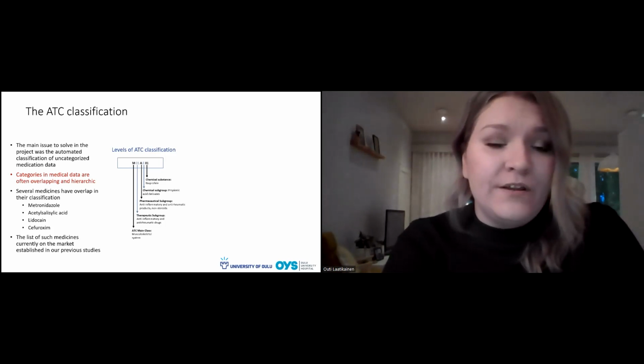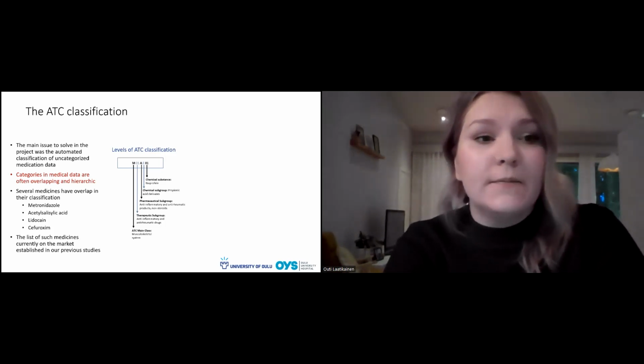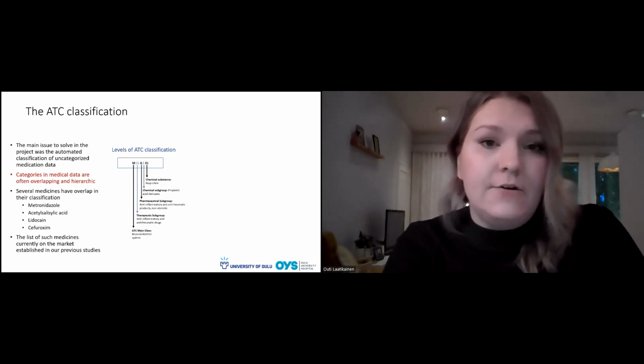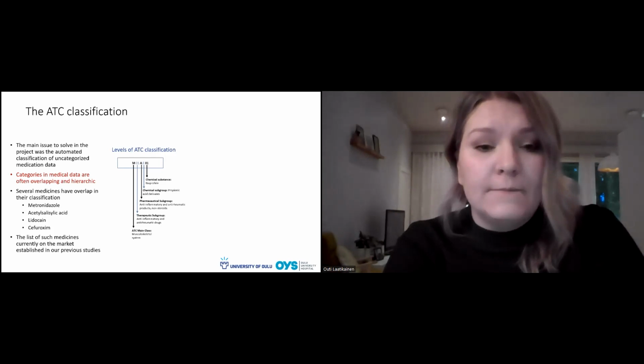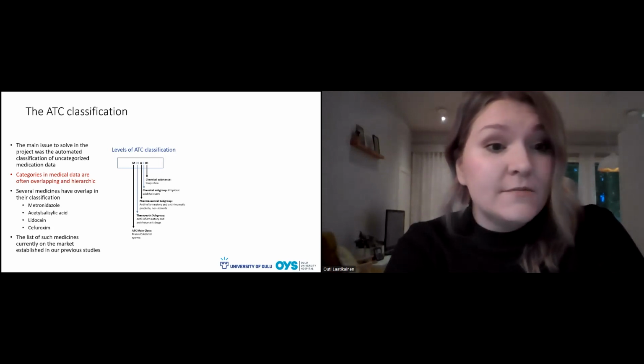And the thing with medical data overall is that the medical categories always tend to be a bit overlapping and often hierarchic. Based on our previous research, we knew that this was also very much the case with ATC classification. Our main concern was that several medicines have overlap in their classification, meaning that they have multiple main classes. The same substance may have multiple simultaneous main classes. Examples of such medicines are metronidazole, acetylsalicylic acid, lidocaine, and cefuroxime.